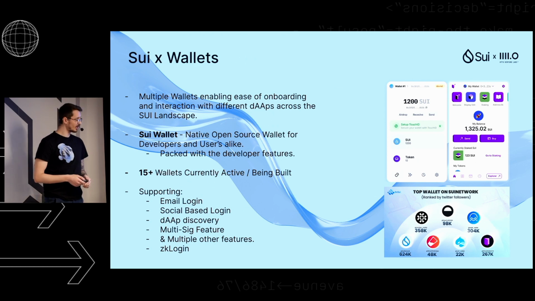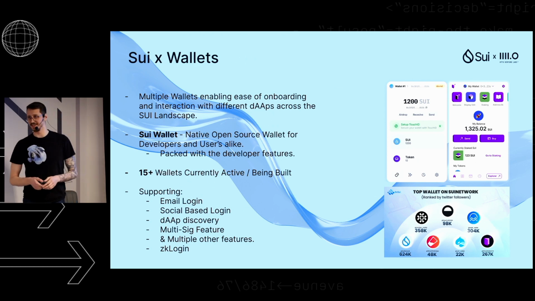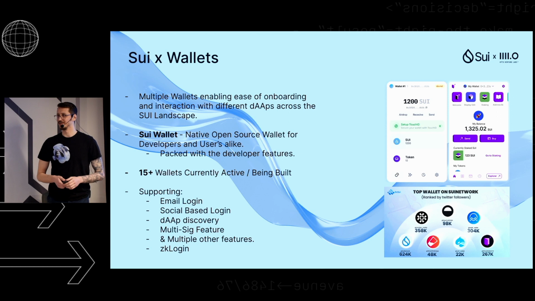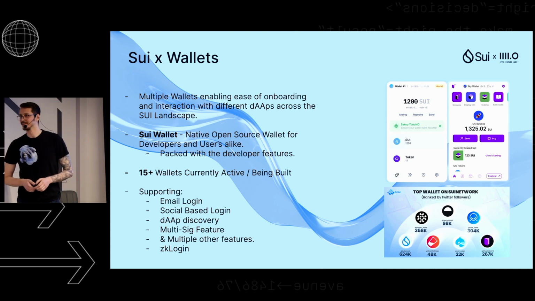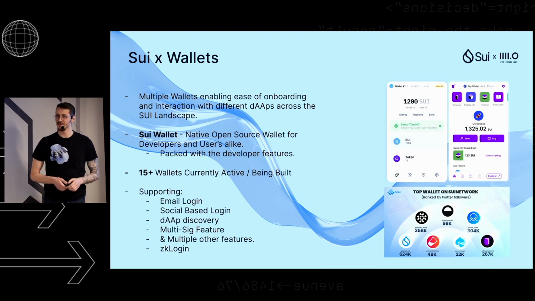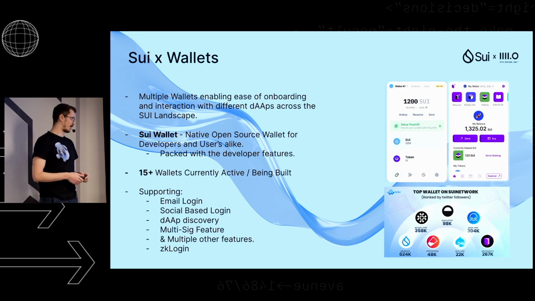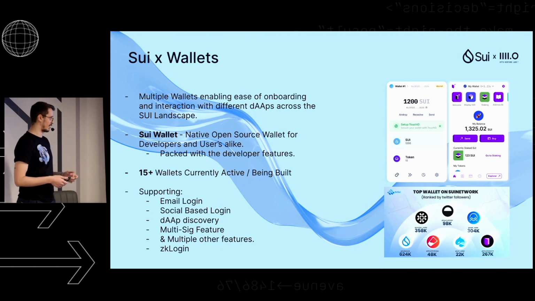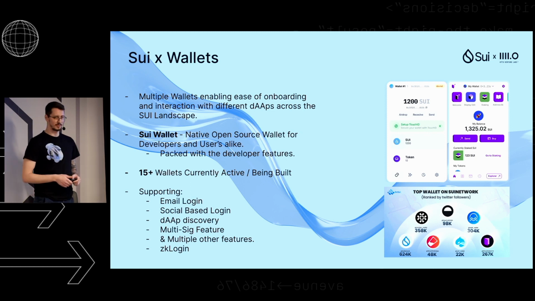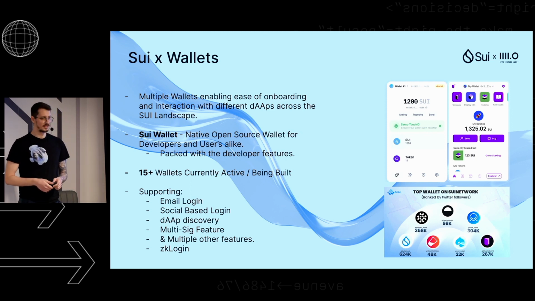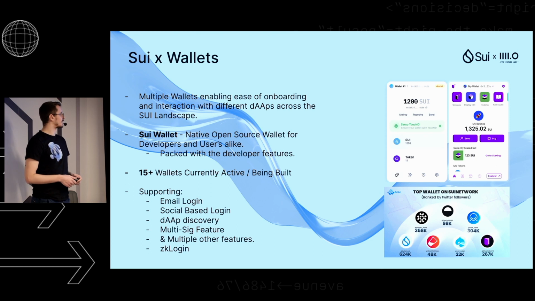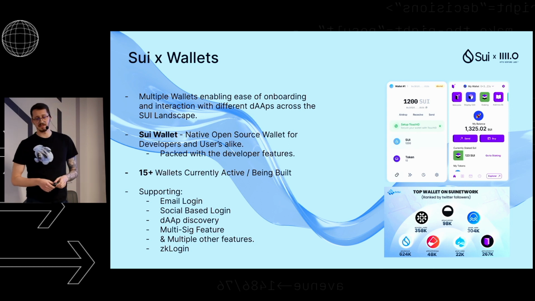Wallets, we will be using one of them today. You will all hopefully open a wallet and deploy a smart contract on chain. You will see that it works, but overall there are 15 plus current wallets. There's a lot of options. We'll probably just be using the base SUI wallet, which, like I said here, is a native open source wallet for developers and users alike. You will see how it works. I think it's pretty simple.